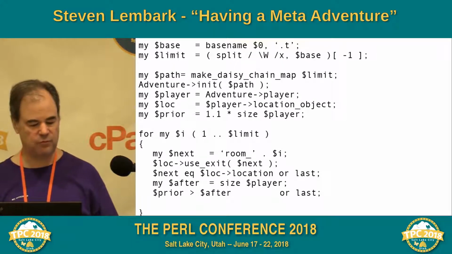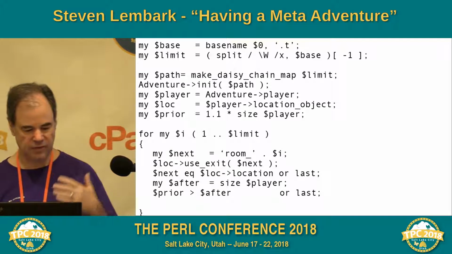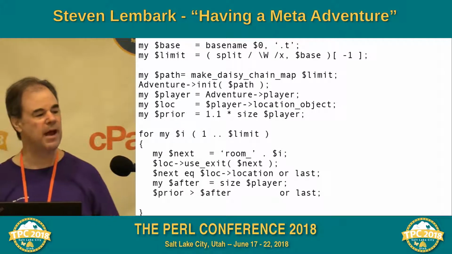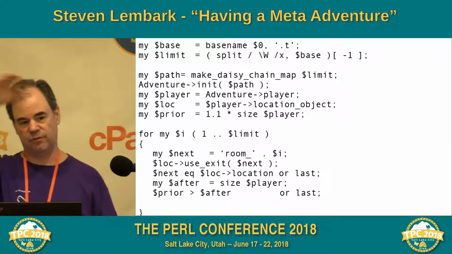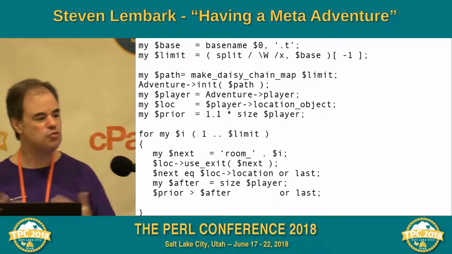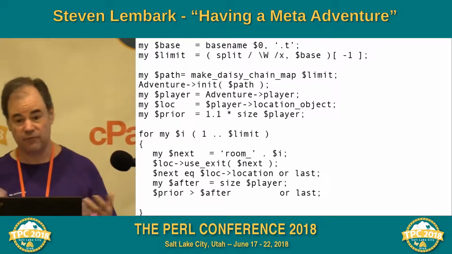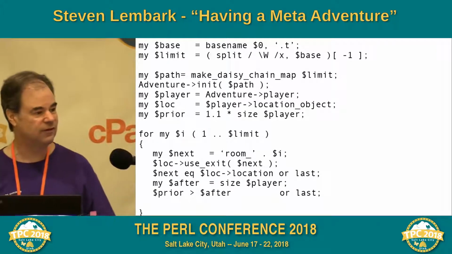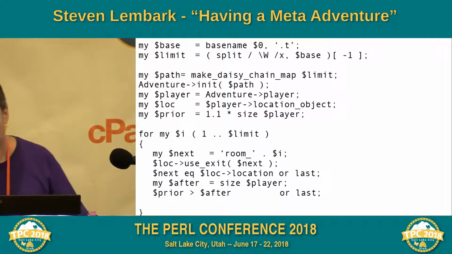So I can init the game with a file. I can make a daisy chain map. You remember what that thing looked like with the ins and outs. Generating a new map for that is not complicated if every room has got exactly one exit, and it's room X+1.